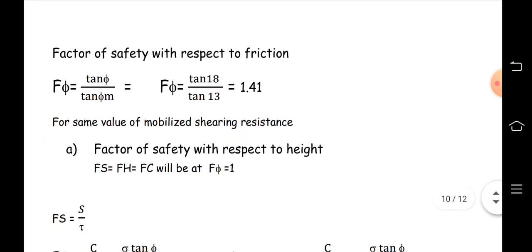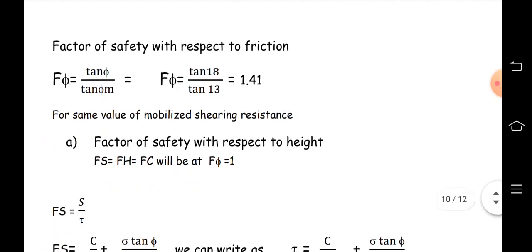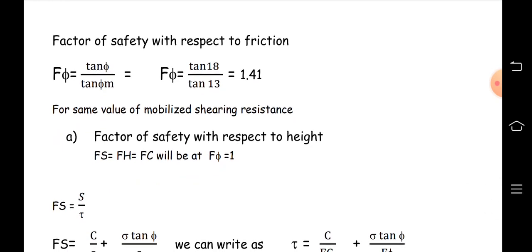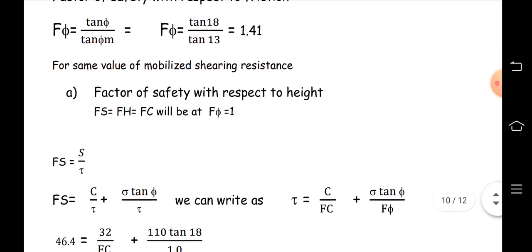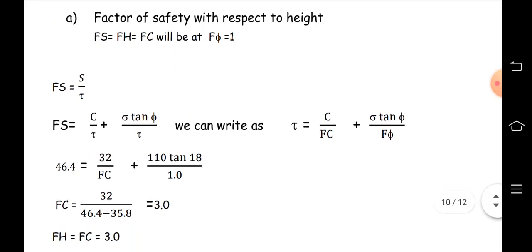So now we are going to calculate the second case, that is for the same values of mobilized shearing resistance, what will be the factor of safety with respect to height. So this factor of safety with respect to height, that is Fs equal to Fh, means factor of safety equal to factor of safety with respect to height, which is obtained when factor of safety with respect to cohesion Fc equals factor of safety with respect to internal friction Fphi, which will be equal to 1. So we know the formula, Fs equal to S upon tau, that is C plus sigma tan of phi upon tau.